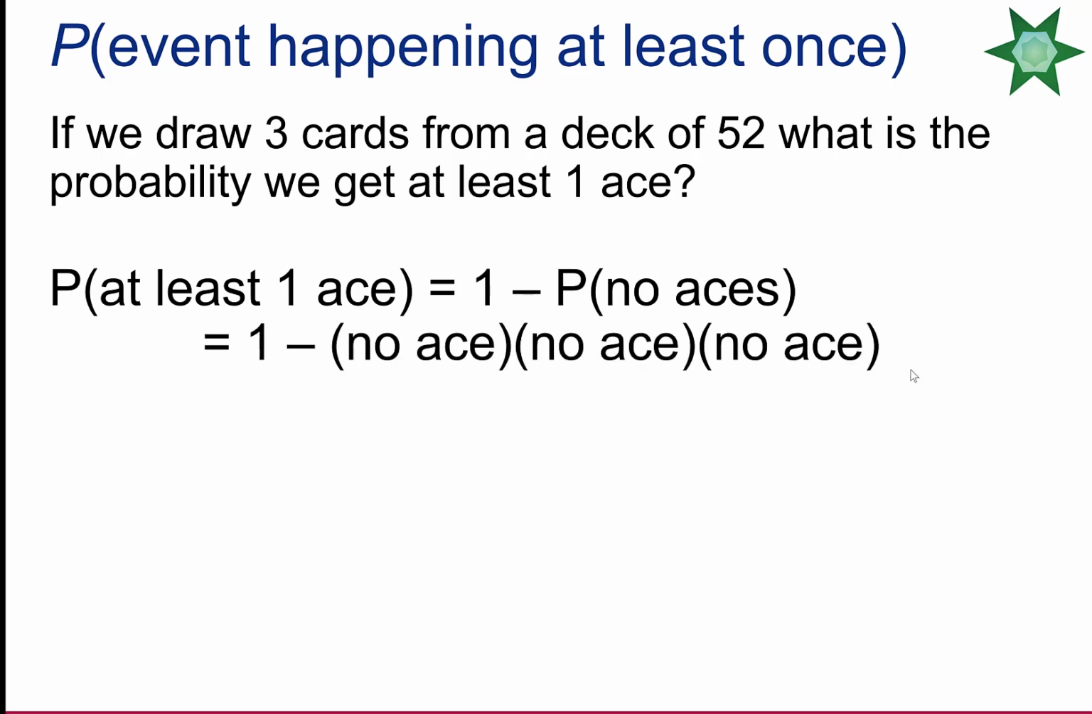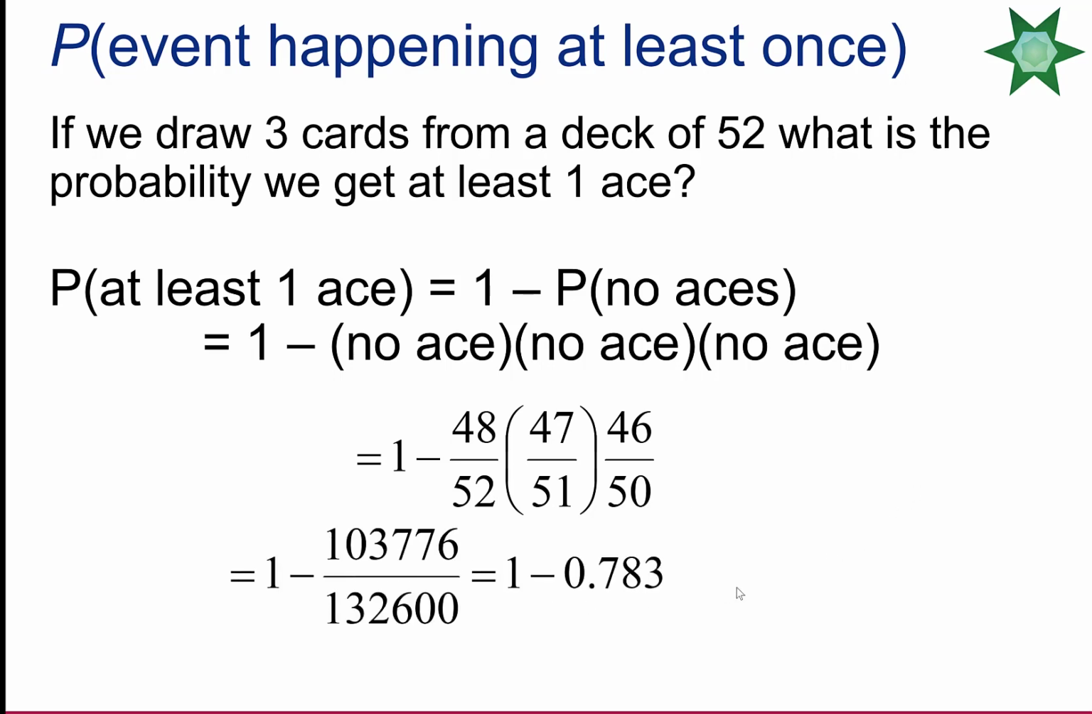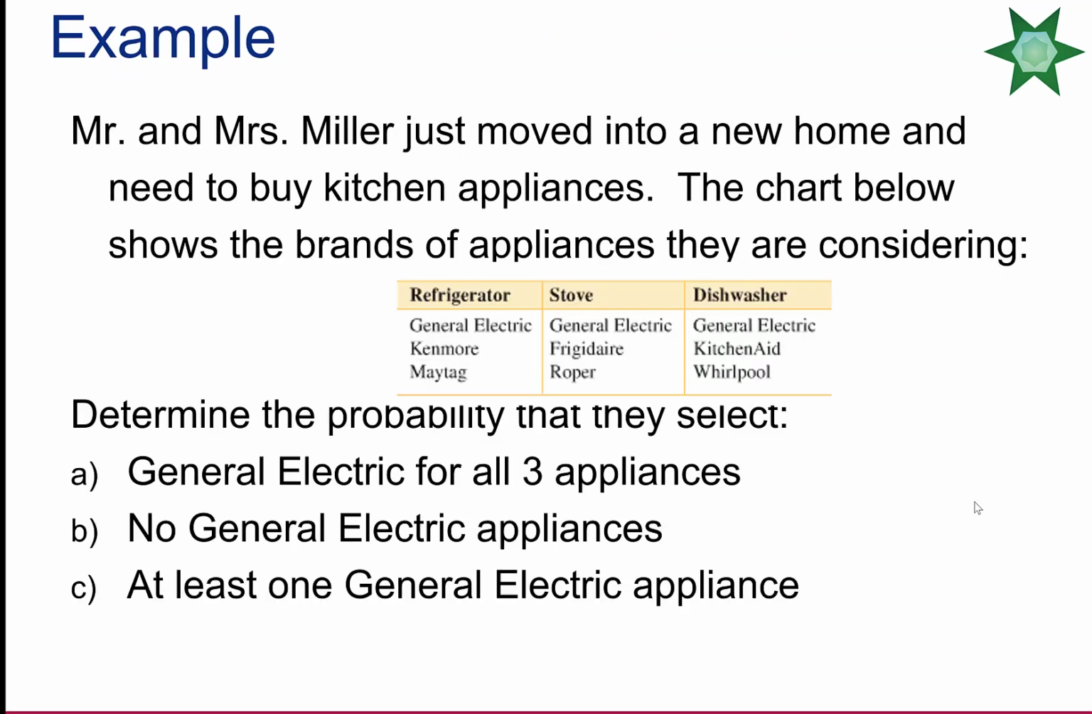So the probability of getting no ace out of the deck, and think about this, the first time we go in, there are 48 cards that are not aces out of 52. We're not going to replace. The next time we go in, it's 47 out of 51 and 46 out of 50. If you multiply that out and simplify it, you come up with a probability of 0.217.